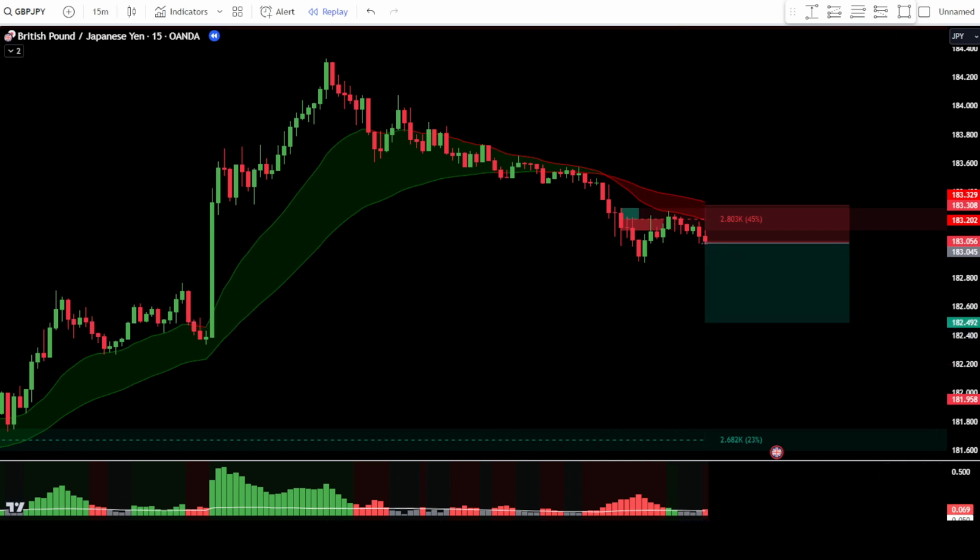8. Place a stop loss above the bearish volumetric order block line. 9. Use a target take profit with a risk and reward ratio of 1 to 2.